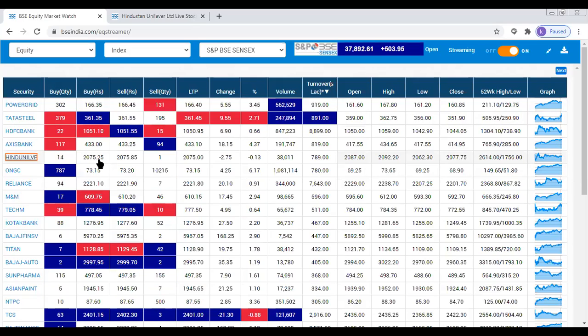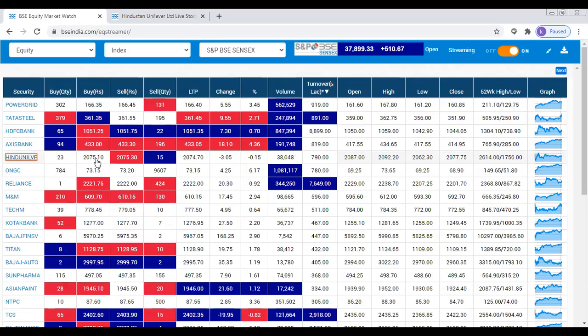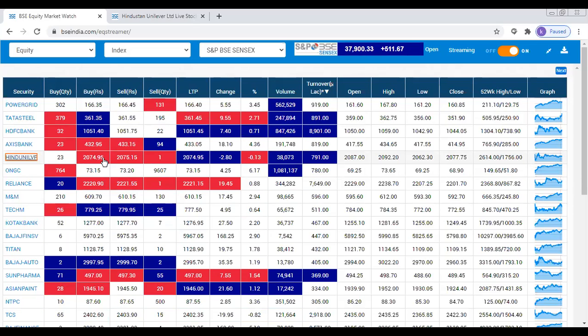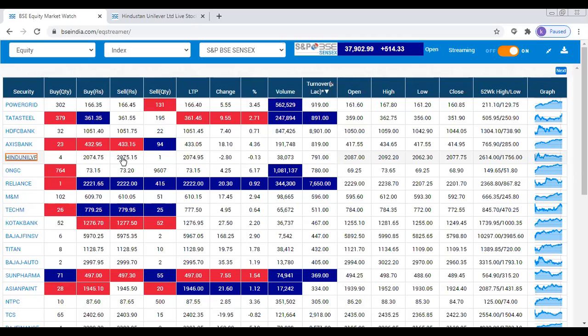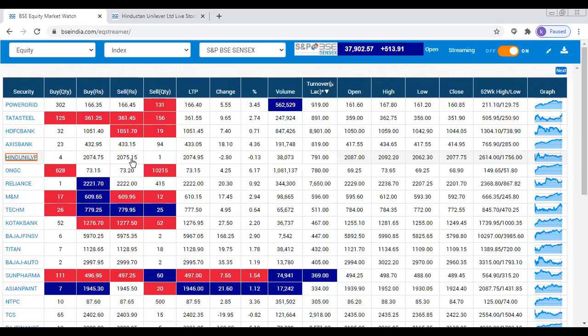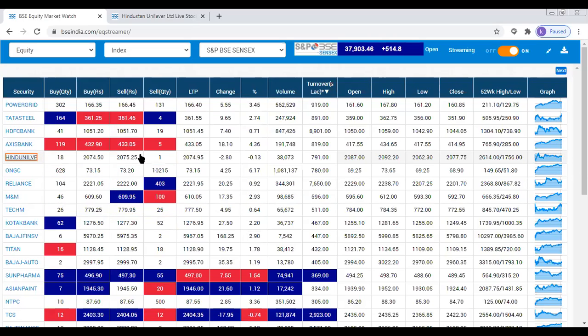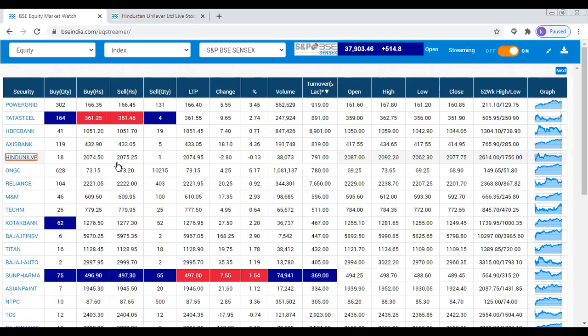Likewise, people who are ready to buy this particular share will have to pay 2075 rupees 0.25 paise per share. So the Bombay Stock Exchange will sell the share to them at 2074.95 or whatever, and they will buy from somebody else at 2075.15. So there is a very marginal difference between the buying price and the selling price. The exchange will buy at this particular rate from the sellers, the people who want to sell their shares, and the exchange will sell the shares to you at this particular rate because you are the buyers. And how many buyers are here and how many sellers are here, you'll be able to understand.